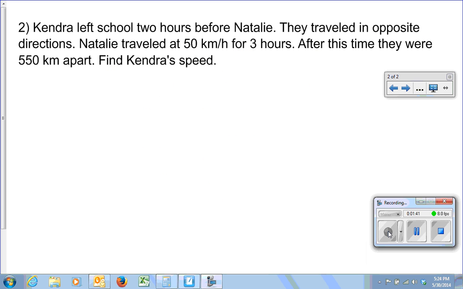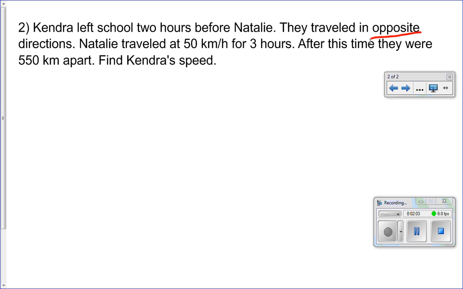And now for our second question. Kendra left school 2 hours before Natalie. They traveled in opposite directions. Natalie traveled at 50 kilometers an hour for 3 hours. After this time, they were 550 kilometers apart. Find Kendra's speed. In this question, we have the keywords opposite directions.